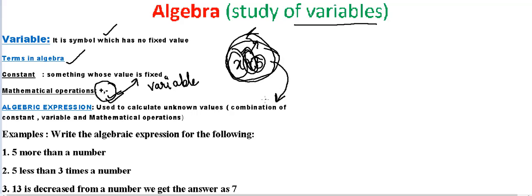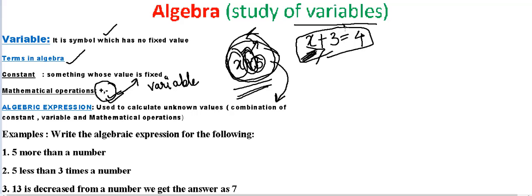An algebraic expression is basically used to calculate unknown values. For example, we don't know the value of x. Say x plus 3 gives us 4. What is this x? We can easily calculate the value of x using this operation. If I add 1 with 3, I get the answer as 4. So the value of x is basically 1, because after adding 1 I get the answer 4.